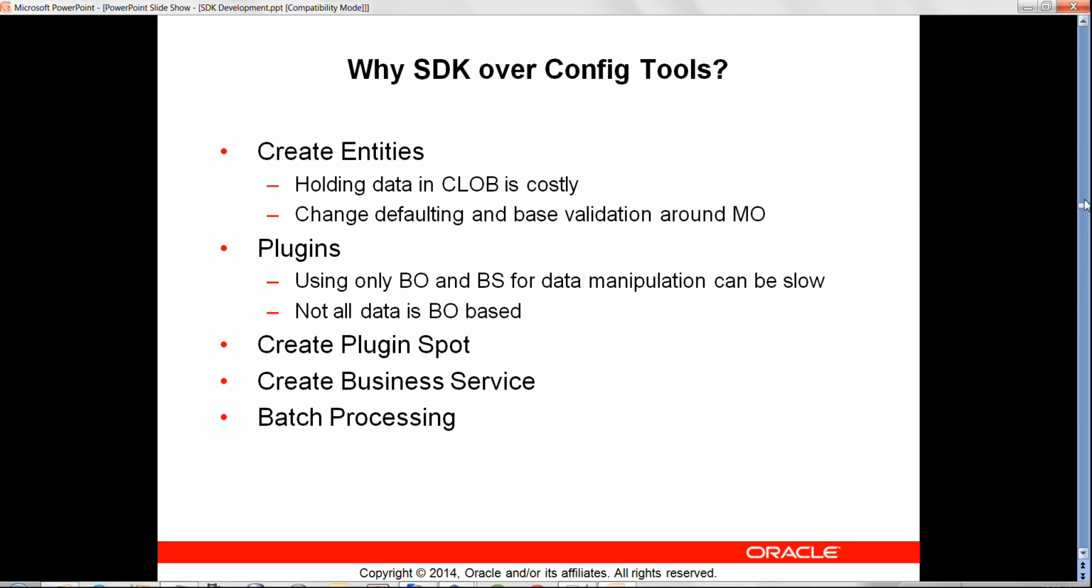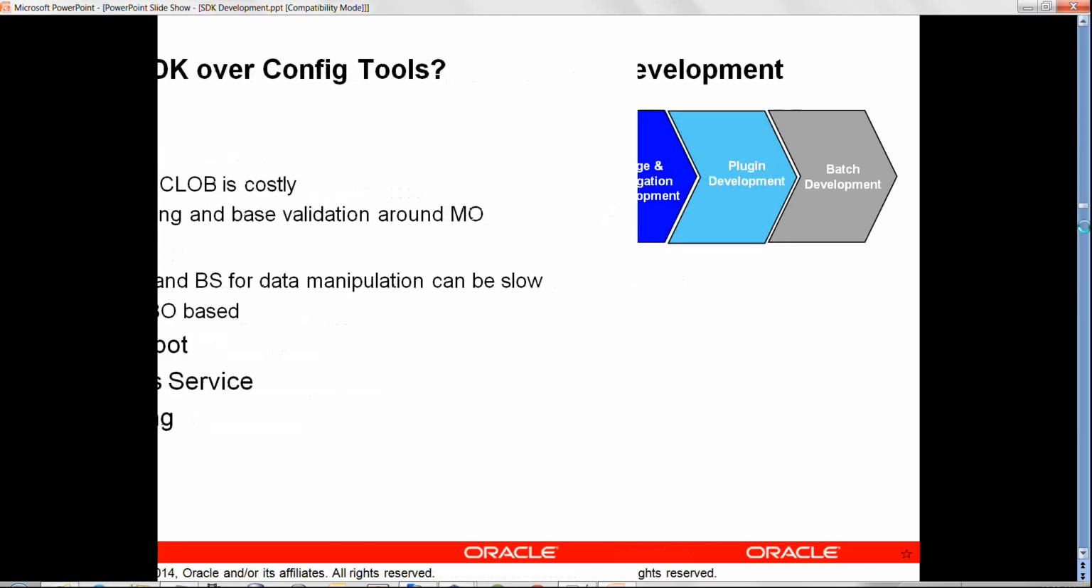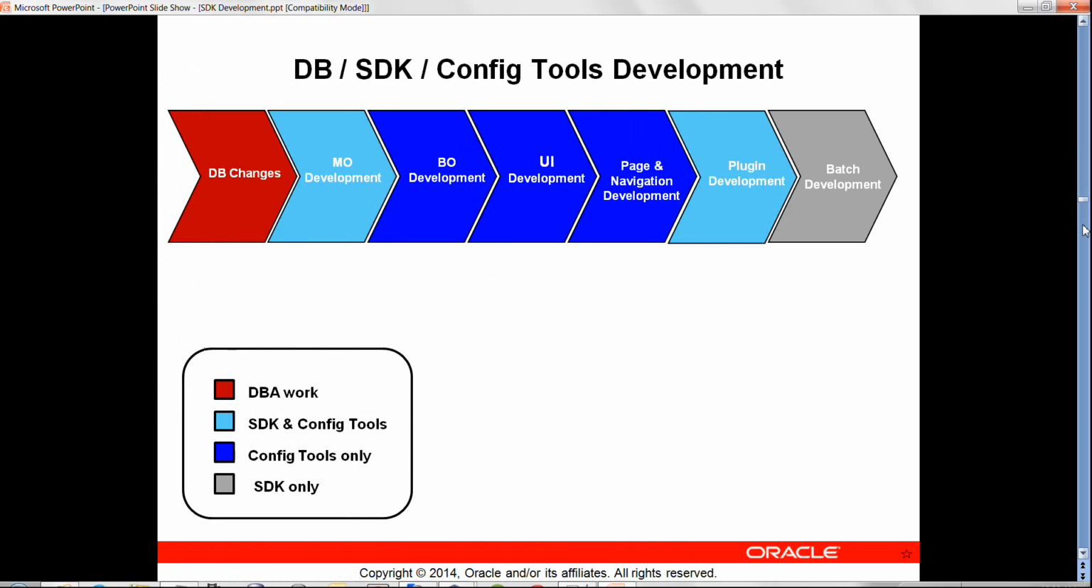So these are the reasons why the SDK is important and why it is an important part of the whole development cycle. However, I would like to stress that as much as the SDK is important, config tools definitely is as vitally important for many parts of the development cycle, especially those ones in the middle that we saw before, like creating the BO, the UI development and navigation within the application. That has to be done through config tools. So there is a place for both, and it comes with experience and different knowledge sets are needed to actually deal with both.